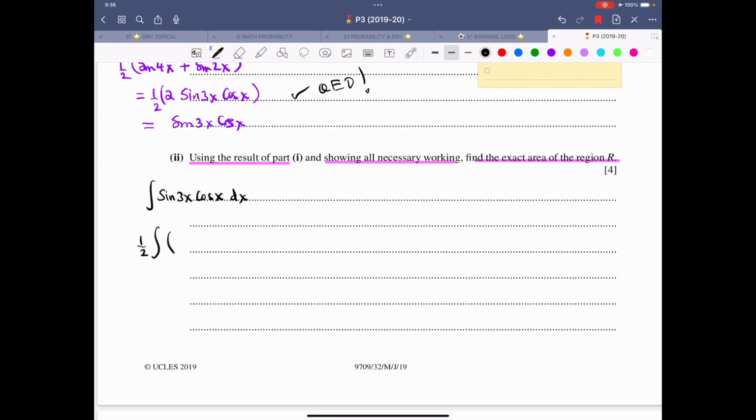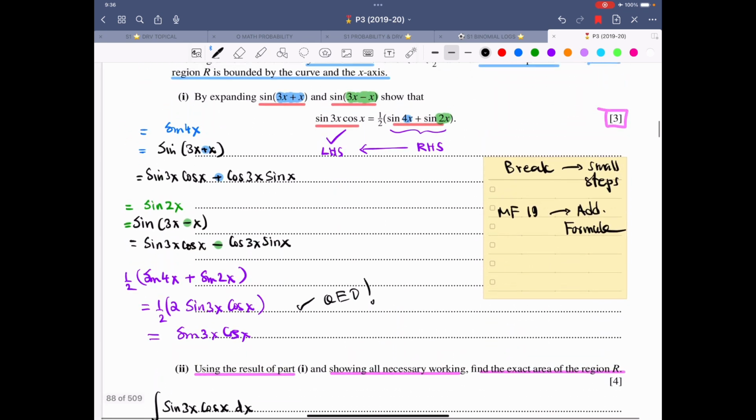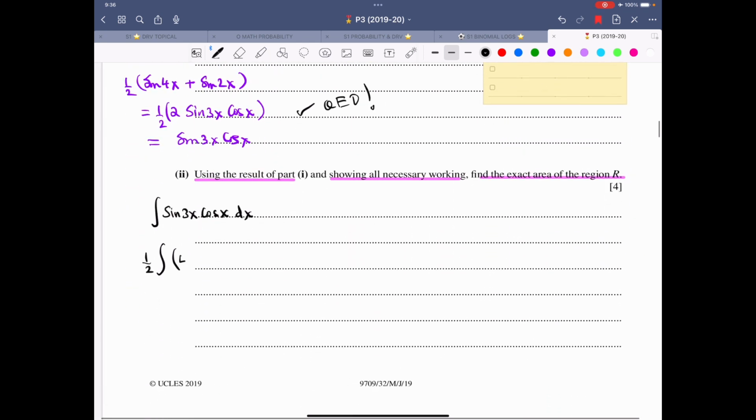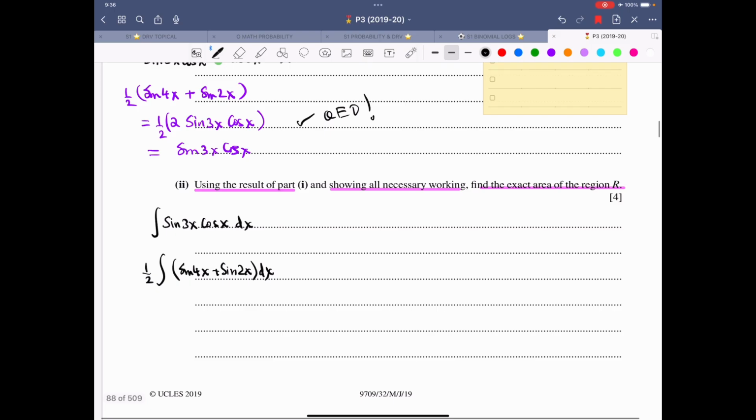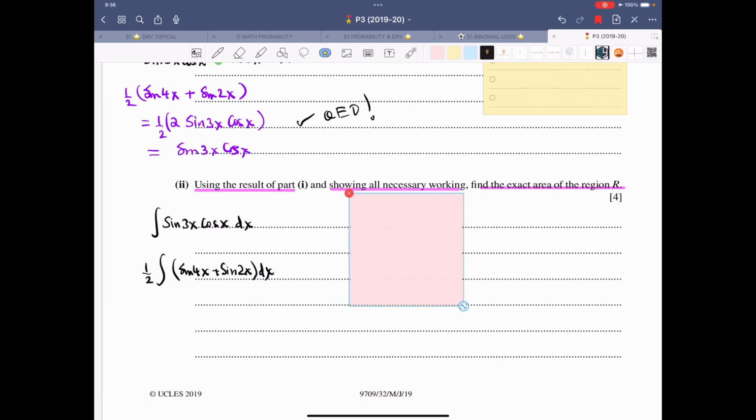And over here, I'll write what? That is sine 4x plus sine 2x. That is the first thing that needs to be done. Now, let me put another sticky note over here so that I know exactly what needs to be done.